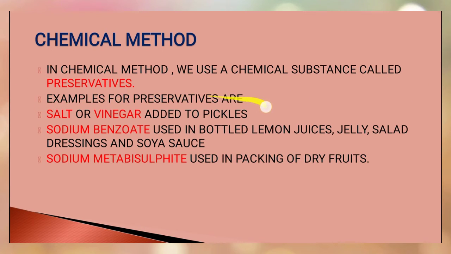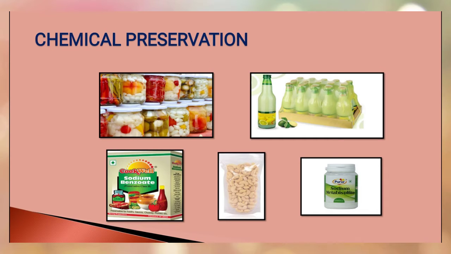Examples for preservatives are salt or vinegar added to pickle, sodium benzoate used in bottled lemon juices, jellies, salad dressings and soya sauce, sodium metabisulfite used in packing of dry fruits. So in this slide, you are shown some images of examples of chemical preservation.